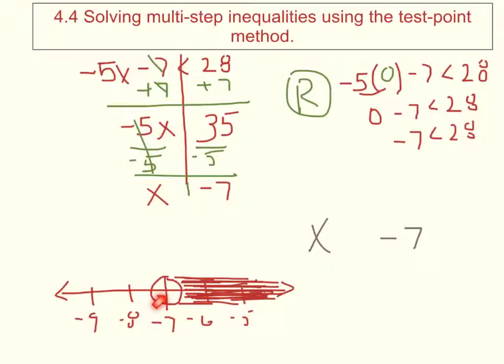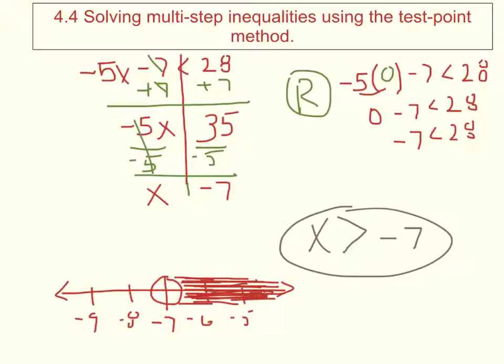Now I look at my endpoint and the shading here is to the right. So what I want to do is, when I draw my inequality, I'm going to point the arrow to the right. And this is open, so I don't have the little equal bar underneath. So x is greater than negative 7.